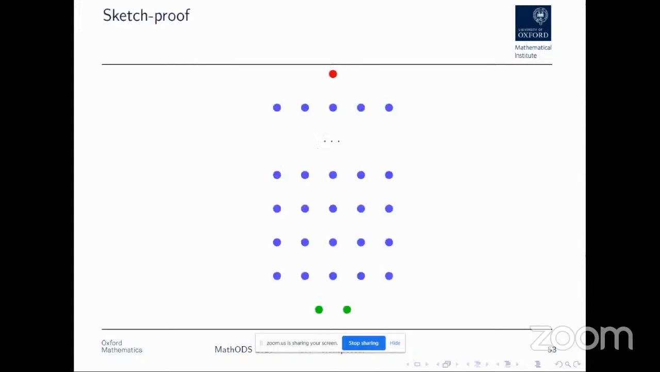Okay, so I'll try and give a sketch proof of why this is true. I realize that the point at which the speaker starts talking about their results in technical detail is the point at which everyone switches off. So I'm going to try and keep this reasonably informal and stick to the pictures rather than the mathematics.